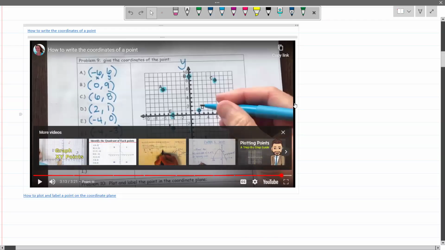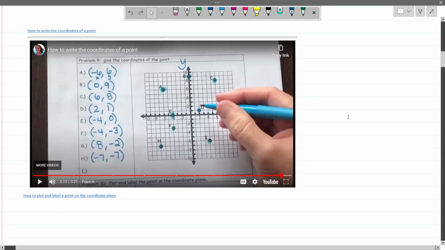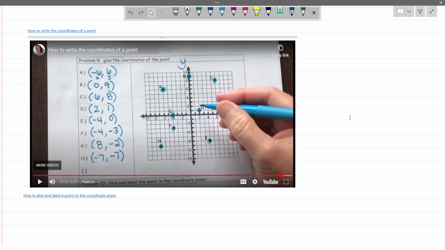Come back a bit to talk about something. So a few things that I want to draw to your attention. You see how important understanding the quadrants could assist in determining whether you're going to have a positive or negative value for your X or Y?